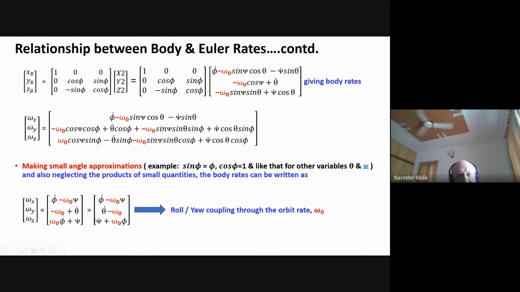Now you will see that omega x and omega z, that is the roll axis and the yaw axis, experience orbital coupling through the orbit rate omega naught. This is something very important you should remember. We will deal with this, and it will come again and again subsequently also. So my body rates are related to the Euler angles in this manner.